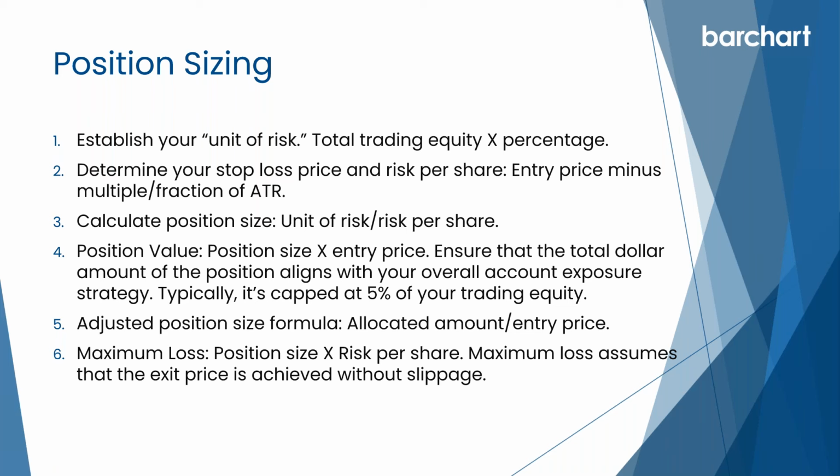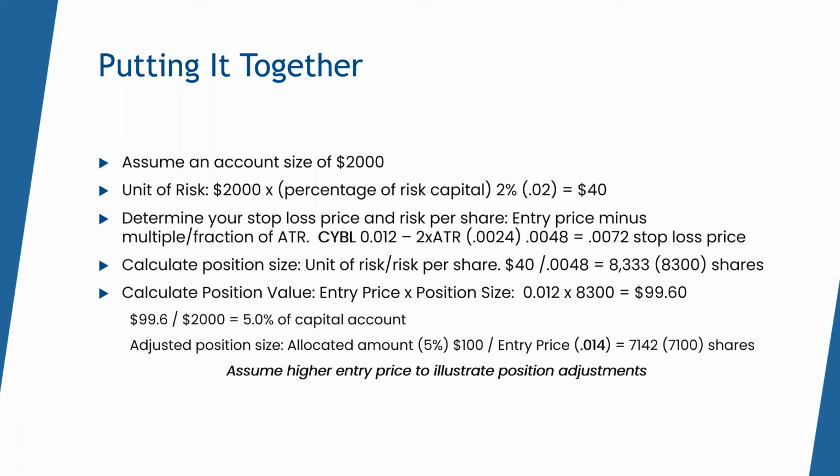Now, maximum loss is basically our position size times our risk per share. Now, we're assuming here that we're closing our position at our chosen exit point. Now, here's where liquidity is important to us. Low liquidity markets increase the chances of slippage. In other words, not getting the price that we want to get out. We might end up losing a little bit more. That increases our dollar risk. Okay. All right, so let's put this all together now.